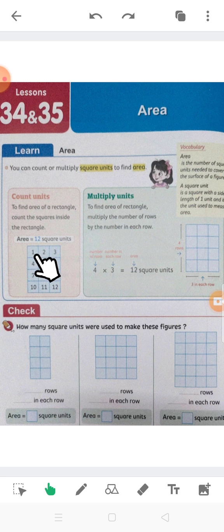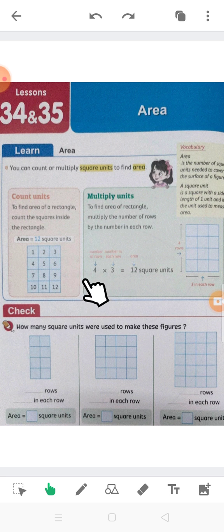What does the square unit mean? It's a square with a side length of one unit, and it's the unit used to measure the area. Okay? These are the square units. So, how many square units are inside this figure or shape? Let's count 1, 2, 3 until we reach 12. So the area equals 12 square units.